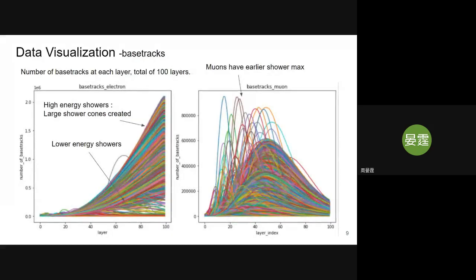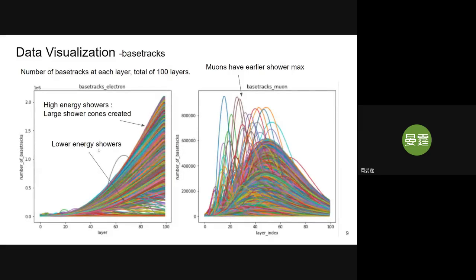Here is the visualization of the number of electron and muon base tracks in each layer. For the electrons, you can see a steadily rising curve for many showers, indicating that the shower cone is continually expanding. There are also some showers that are shaped more like muon events, over here in the bottom right, with a bell shape and shower maximum in the earlier layers.